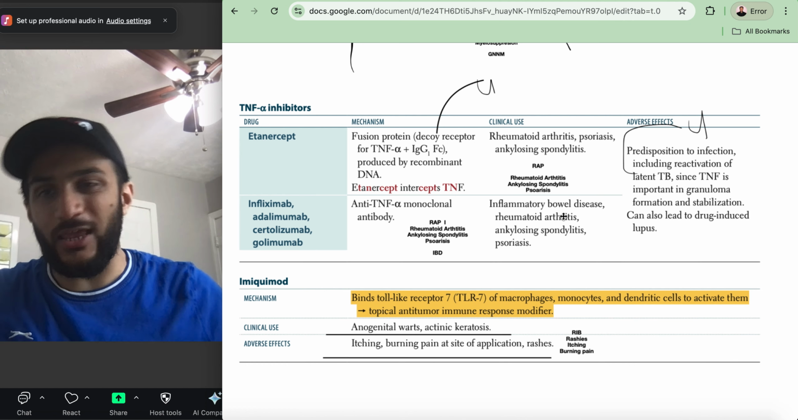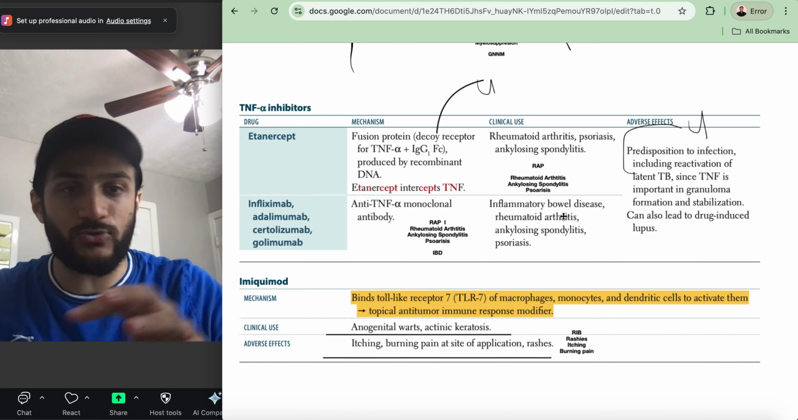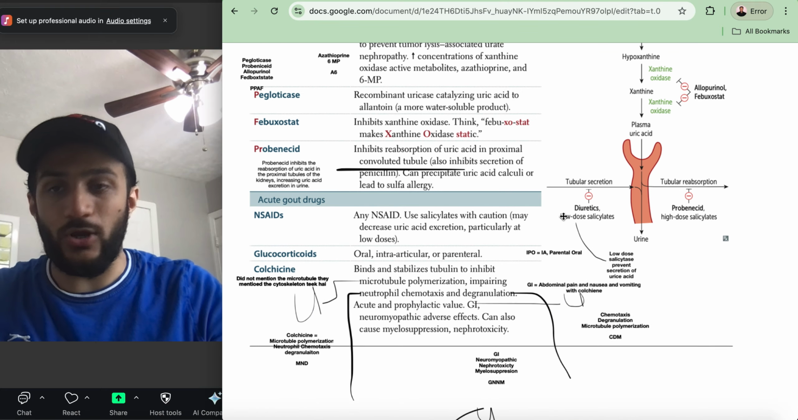Imiquimod, not too important, but we can use it for anogenital warts and actinic keratosis. It basically binds some toll-like receptor and can modulate the immune response, but it's not high yield for USMLE.